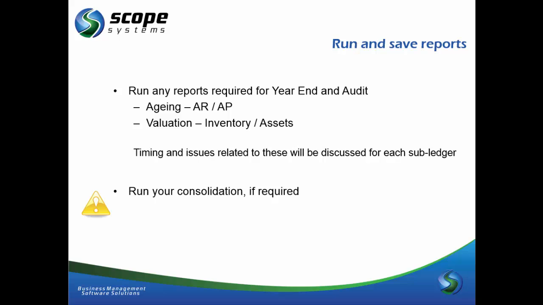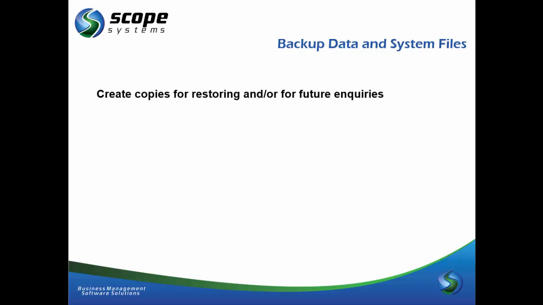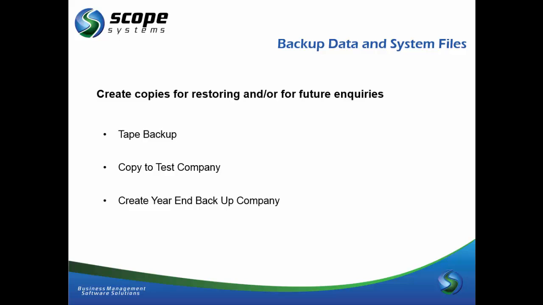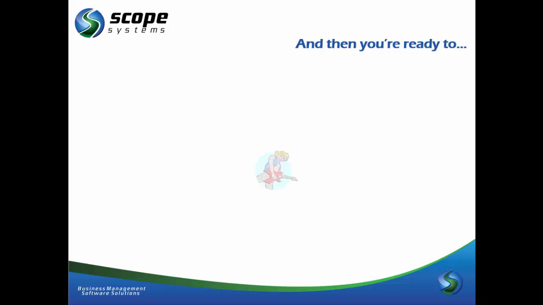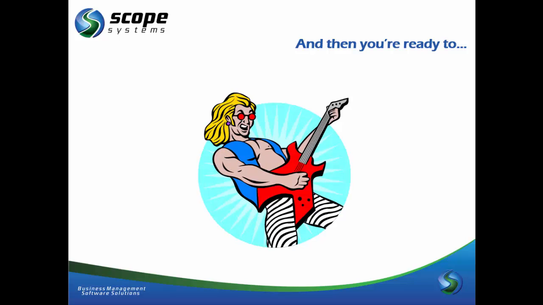And finally, run your consolidation if required. Backup data and system files. This means creating copies and restoring for future inquiries. Namely, tape backup, copy live to test company, and creating your year-end backup company, both for financials and payroll. Once all of these are done, you're ready to go and rock and roll.